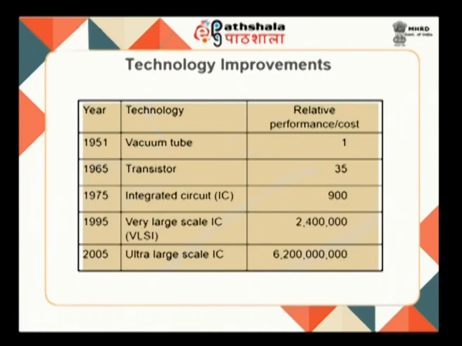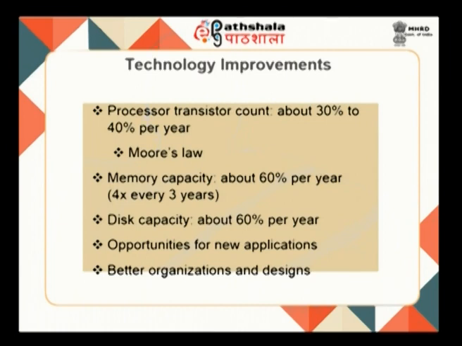We have had a lot of technological improvements. Starting from 1951, from vacuum tubes, we went into transistors, ICs, VLSIs, ultra-scale ICs, and so on. Processor transistor counts have increased about 30 to 40% every year, thanks to Moore's law. Moore's law was proposed by Gordon Moore of Intel in 1965, who proposed that transistor densities would double every 18 to 24 months, and that has really been holding good.